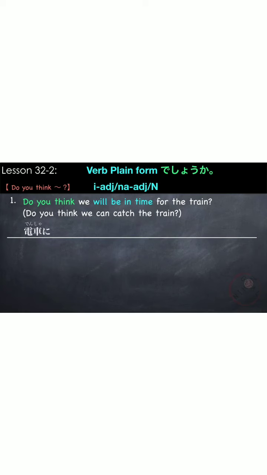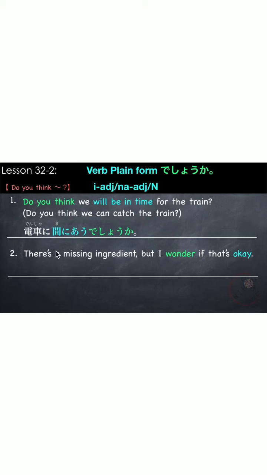Densha ni, our verb is be in time, or maniaimasu. We change it to plain form, so we have maniau followed by deshou ka. Densha ni maniau deshou ka? Another example. There's a missing ingredient. I wonder if that's okay. So here, it's more of a rhetorical question. So here the speaker is not really expecting any answer, but he's just wondering.